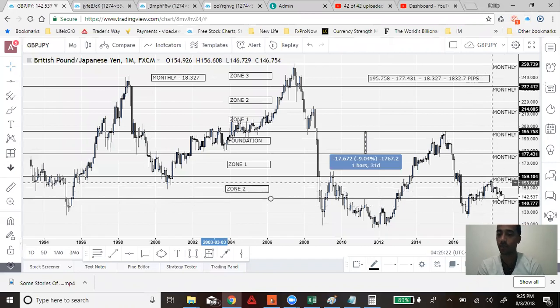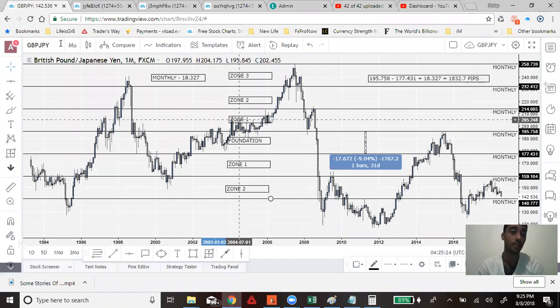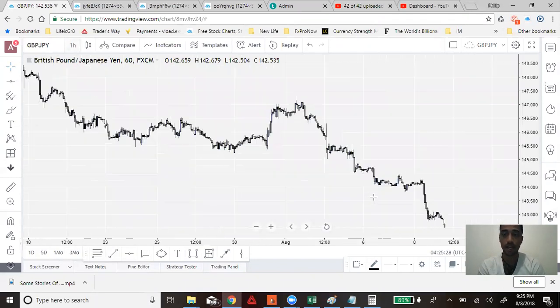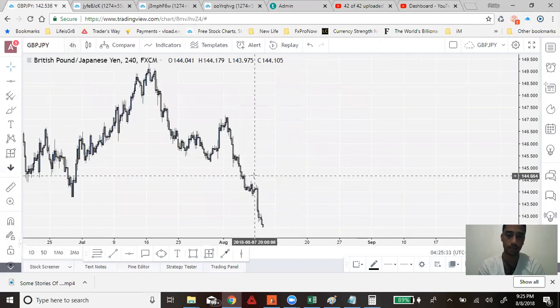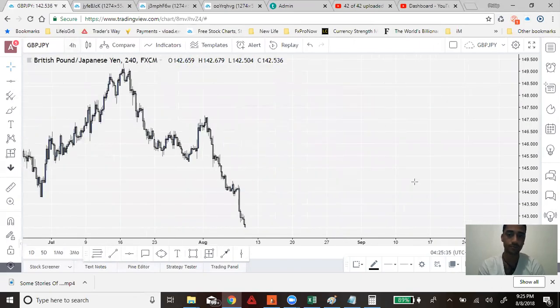consolidating hard, and as we can see also, price is about to get to this monthly key level, which is major. Let's go down to the hour time frame. It's not showing as of yet. Let's go down to the H4 time frame. Not showing.